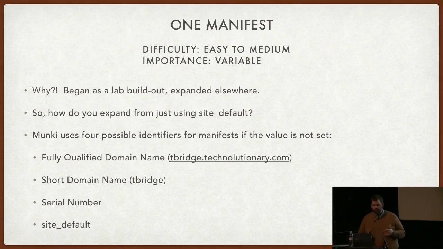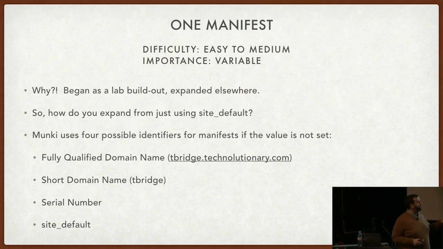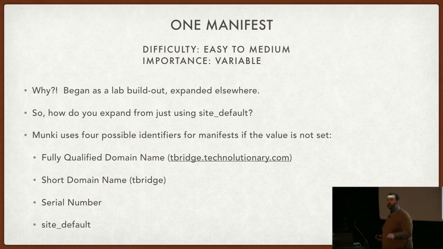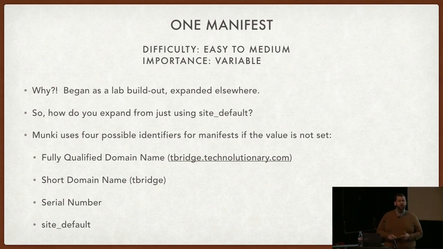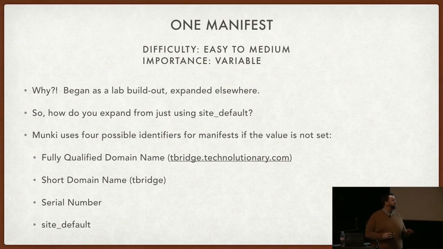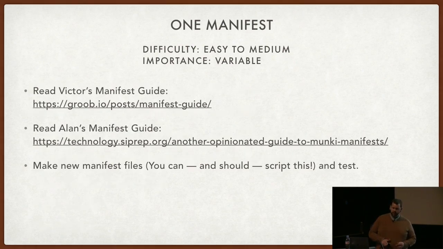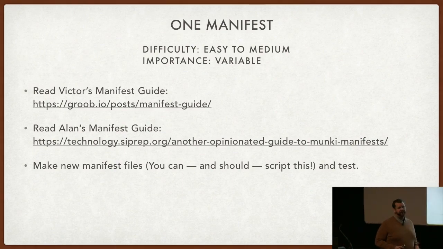So there are some important things to recognize about Munki's default behavior. And again, if you're using site default from the get-go, there are 3 other things that you can build manifests against that you don't need to touch your client for. And those are, in order of precedence from first to last, the fully qualified domain name of the machine, the short host name of the machine, or the serial number of the Mac that's checking in. And so, in those particular cases, here we've got a good example. If my host name for my machine always resolves back to tbridge.techvolutionary.com, or my short domain name is always tbridge, or my serial number starts with C02 and ends in some other string, my machine will go and get those manifests first. So there are a couple of people who have written really good guides to how to build out manifests for your environment.